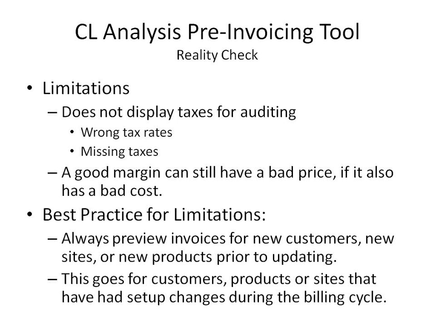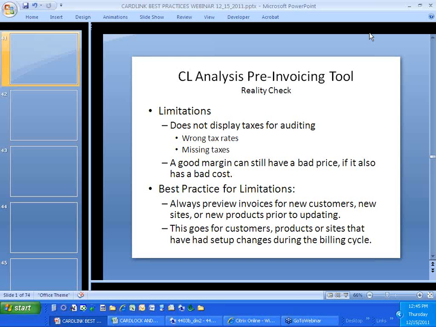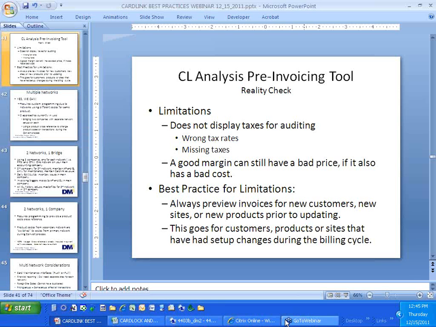We don't get new DM2 sites very often. We don't get new product codes very often. So when they come along, go ahead, print a couple invoices that have them on them and take a look at them and make sure that everything's copacetic, as well as the Cardlock pre-invoicing tool. And this goes for customers, products, or sites that have had setup changes during the billing cycle as well. Okay, at this point, I would like to show you the analysis tool.